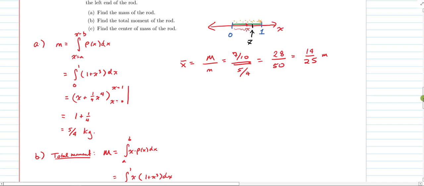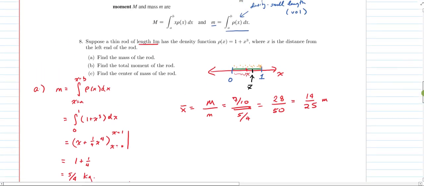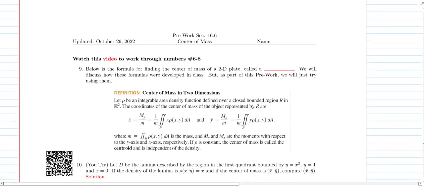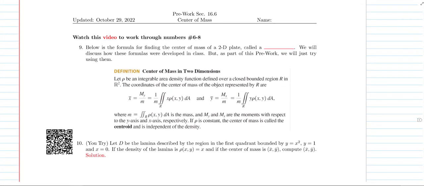Okay, folks, that's all I have to teach you in this first pre-work video. What I'd like to do is show you where we're going. So in class tomorrow, we will be developing the integrals for computing the center of mass for a 2D and 3D object. I'll just say it now.